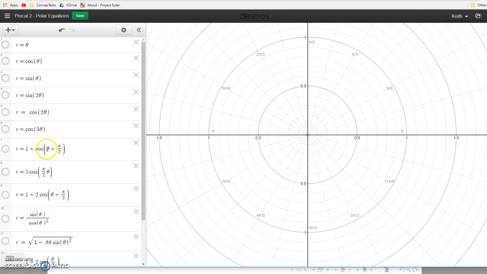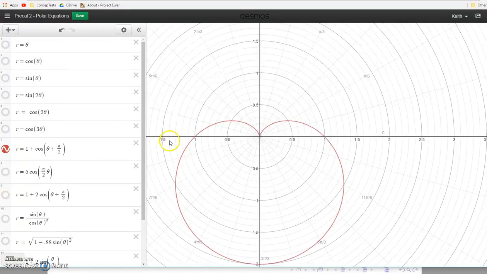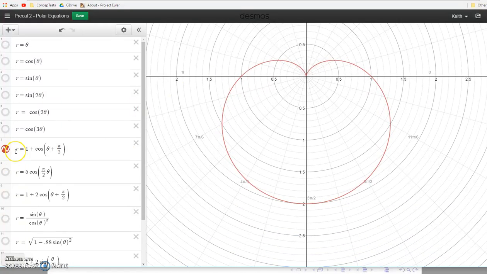1 plus cosine of theta plus pi over 2. Now, if this were y equals 1 plus cosine of x plus pi over 2, right, that's a cosine wave shifted up by 1, shifted to the left by pi over 2, we can handle those transformations. We can't really handle those transformations in this course. Well, I mean, we can, just not in this coordinate system.